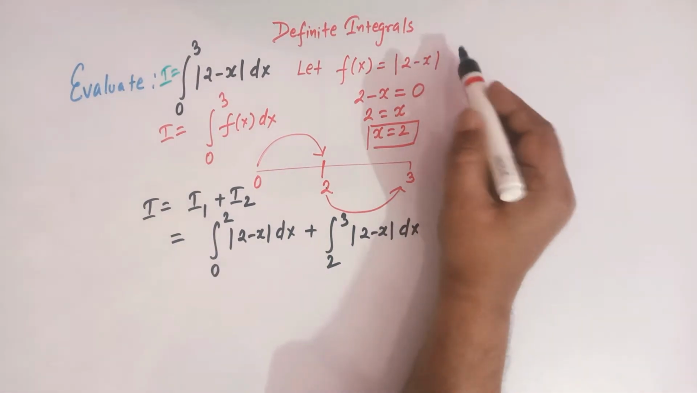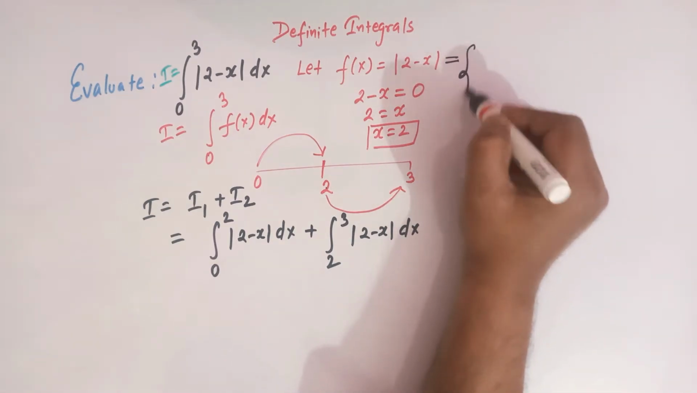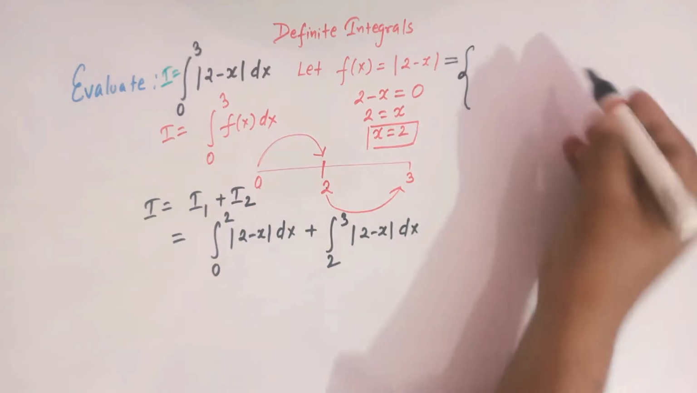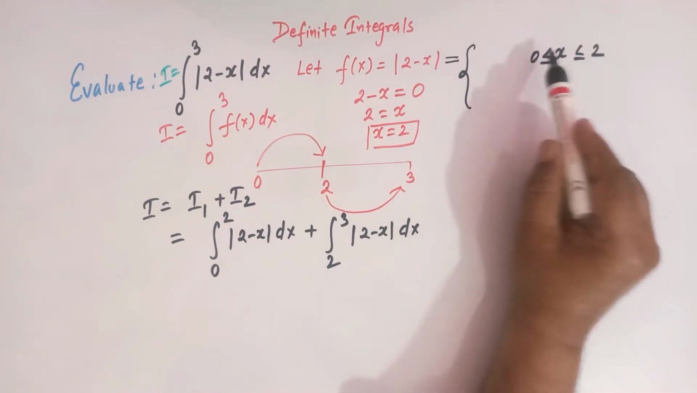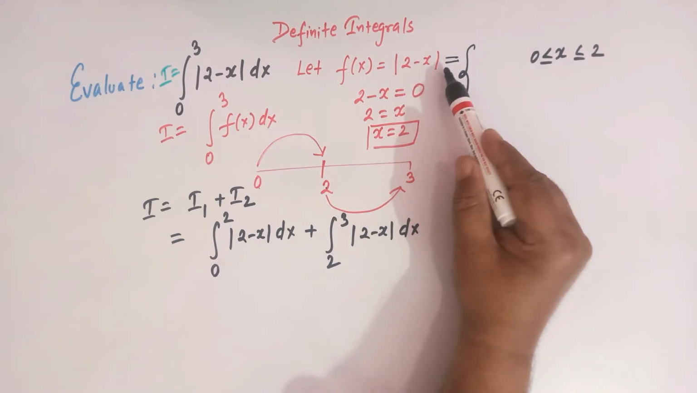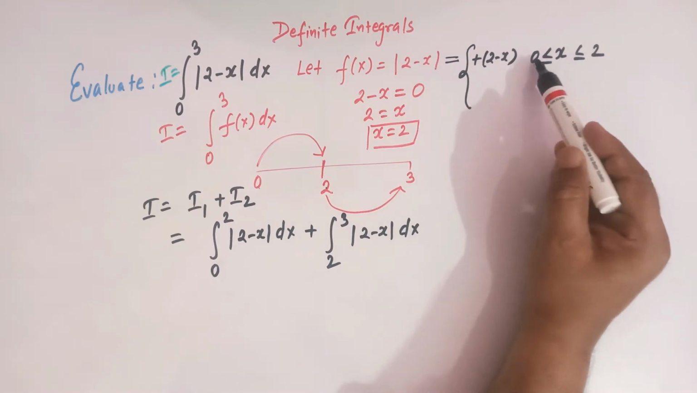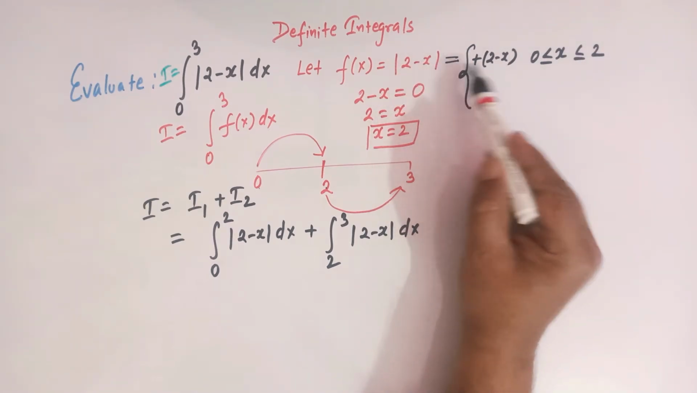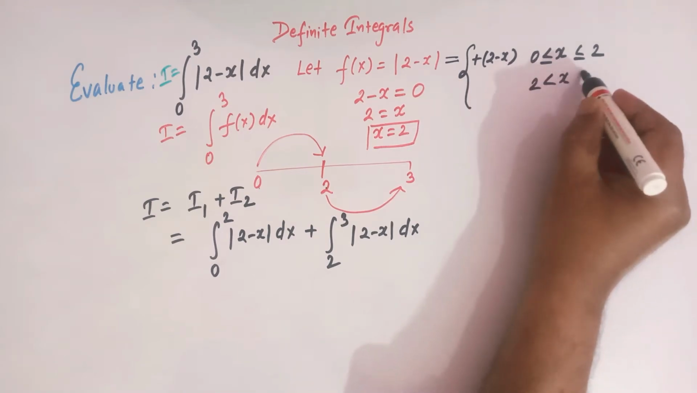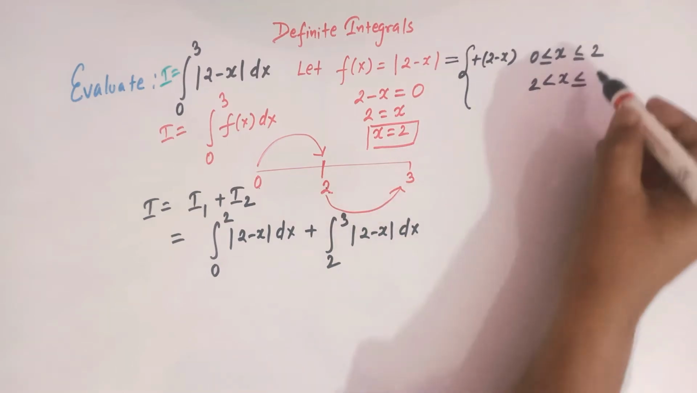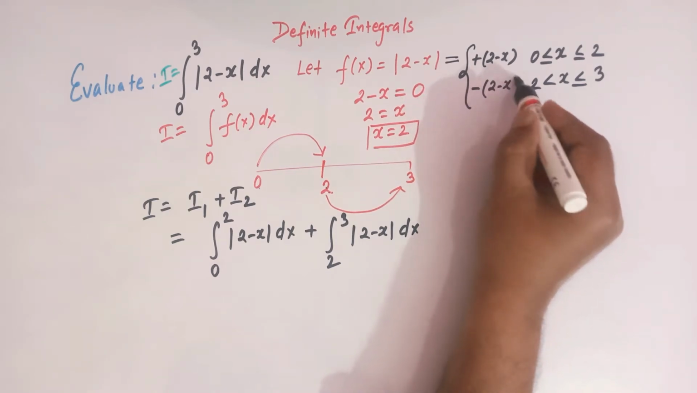Now let us apply the property of the absolute value function. When x lies between 0 and 2, the value of mod of 2 minus x is positive 2 minus x. And when x lies between 2 and 3, the value of mod of 2 minus x is negative of 2 minus x.